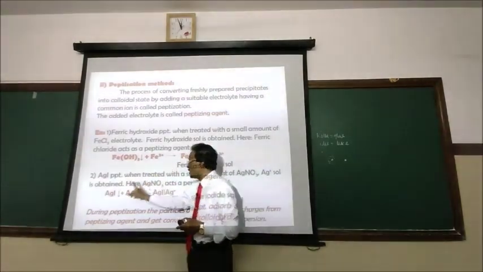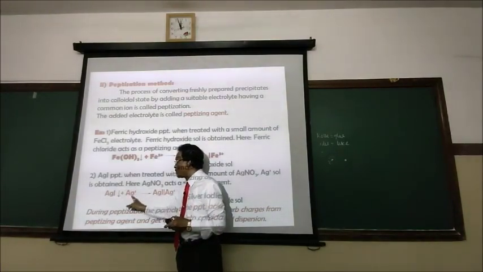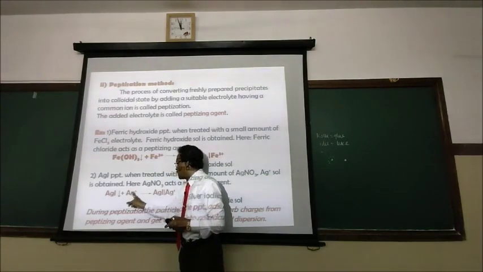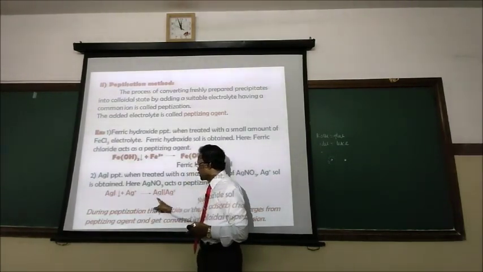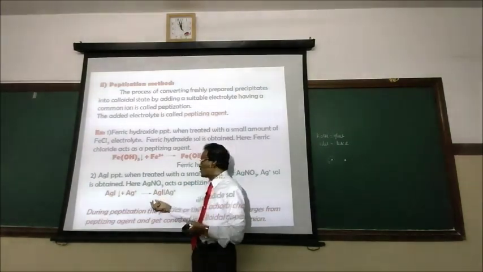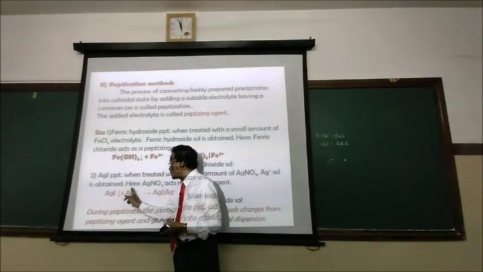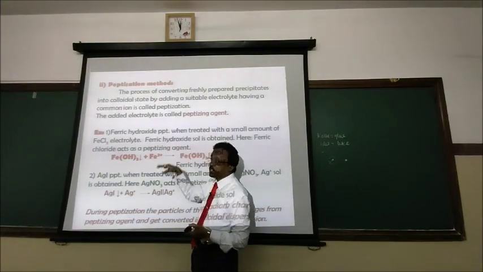Suppose I take AgI precipitate. I put it in the dispersion medium containing Ag plus, say silver nitrate. AgI adsorbs Ag plus, and a positively charged colloidal silver iodide sol is formed. Or, in the dispersion medium, I use I minus, potassium iodide. Then AgI adsorbs I minus ions, and here a negatively charged sol is formed. That is the peptization method.